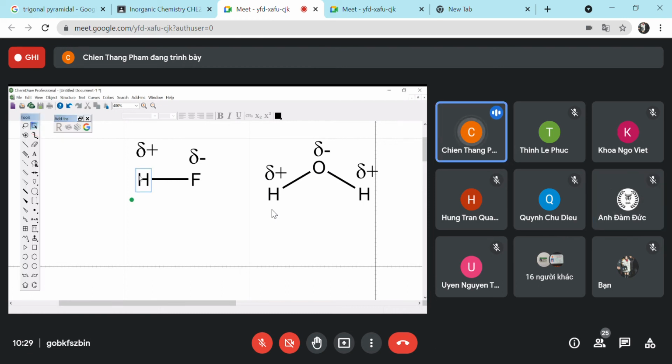Okay, so the first one is between hydrogen of HF and oxygen of water. Okay, the first one is the right answer. Hydrogen and oxygen of HF and hydrogen and oxygen of water.